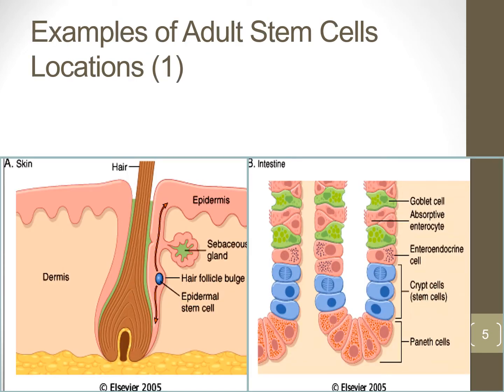So where do we find the stem cells in our body? In the skin, usually the stem cells are found near the hair follicles in the bulge of the hair follicle. They are called epidermal stem cells. In the intestine, they are found in the base of the crypts. Here we have the crypt of the intestine, which is like a glandular structure of the intestine. Here are the stem cells that proliferate and regenerate those epithelial cells.